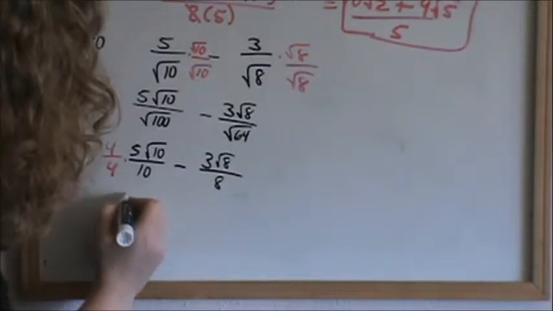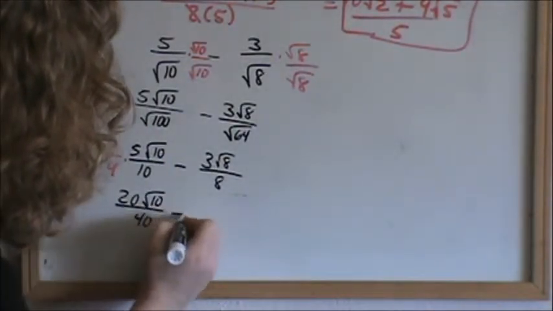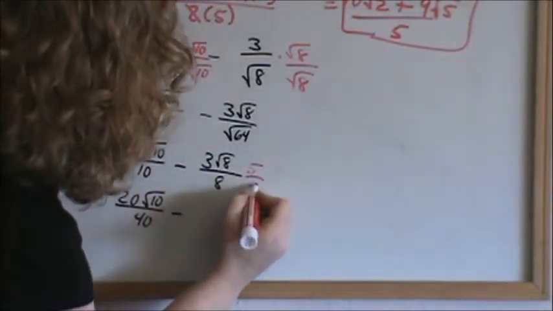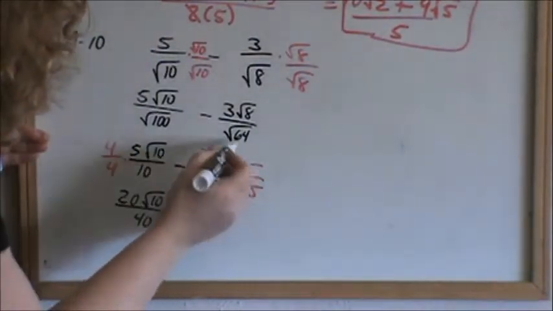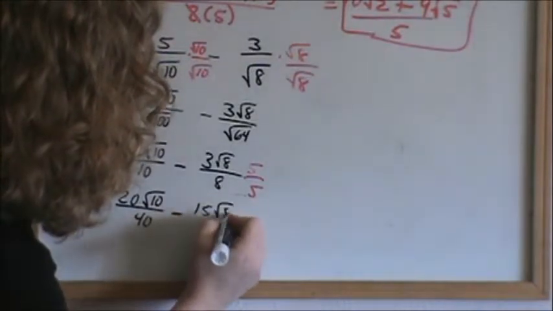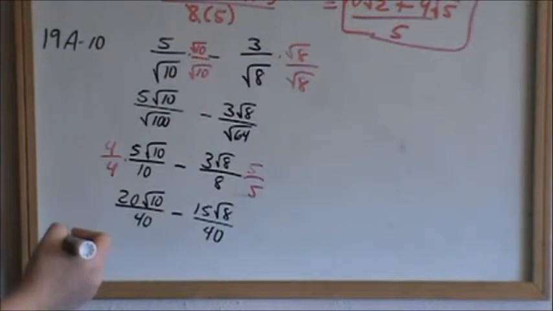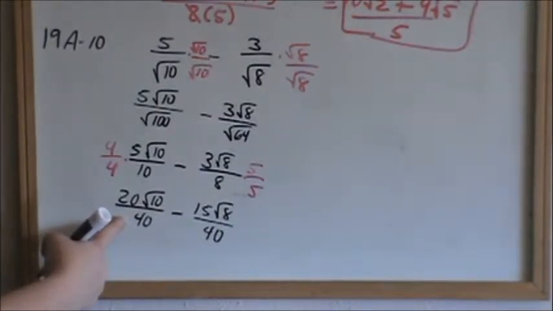4 times 5 is 20, square root of 10 over 40. In order for this denominator to be 40, I need to multiply it by 5, the numerator and the denominator. Now, numbers to numbers, so I'll do the 5 times 3, which is 15, square root of 8, all over 40. I now have a common denominator, so my next step, number 3 step, is to combine my numerator.